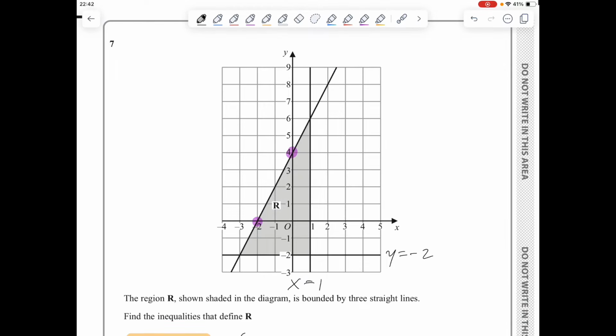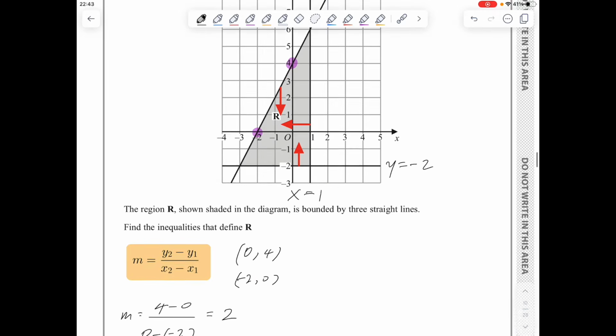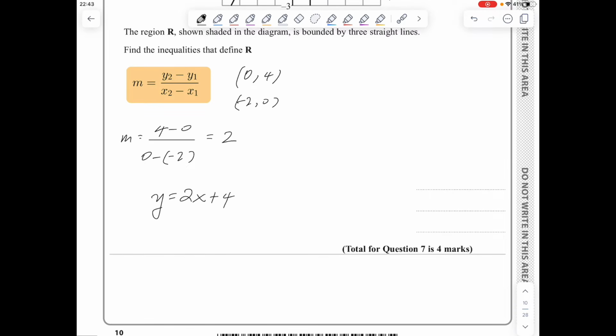The shaded region is above the line y is equal to minus 2. Below the line y is equal to 2x plus 4. And to the left of line x equals 1. Therefore, the three inequalities are y less than or equal to 2x plus 4, x is less than or equal to 1, and y is bigger than or equal to minus 2.